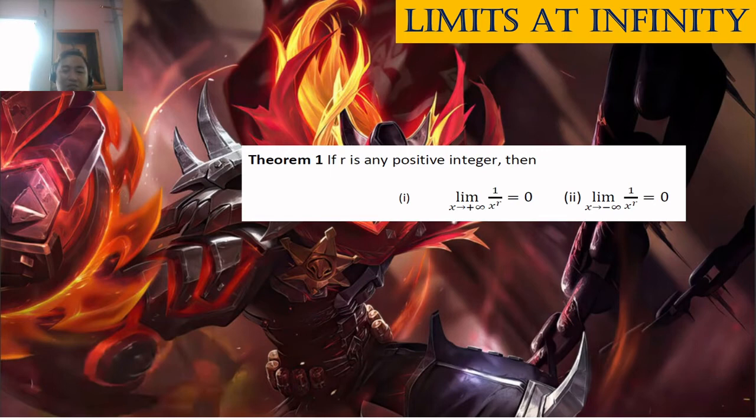Okay, next, theorem 1. If r is any positive integer, then the limit of 1 over x to the r as x approaches positive infinity is equal to 0. And if x approaches negative infinity, the answer is 0 also. So, class, since our x is in the denominator, it goes to positive infinity in values. So it will really go to 0, right?